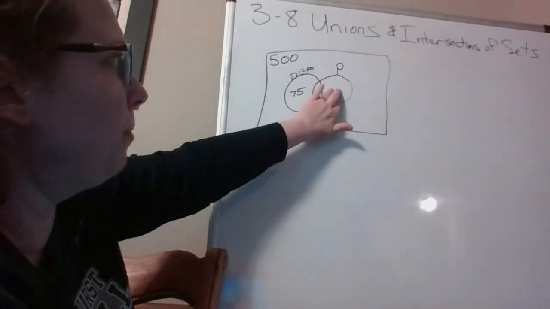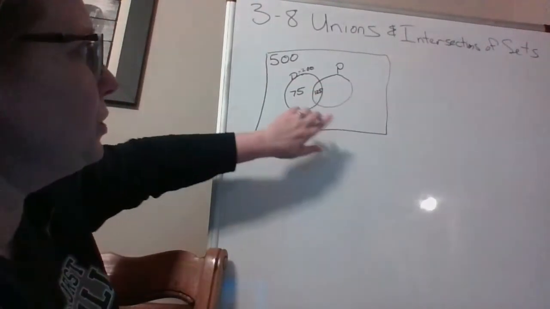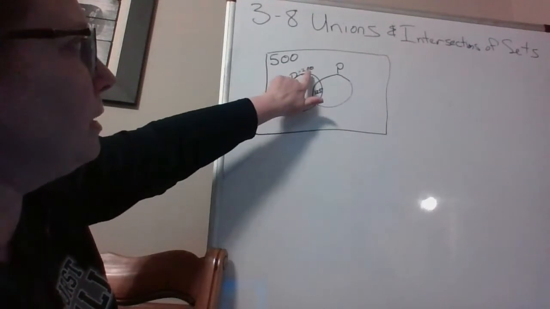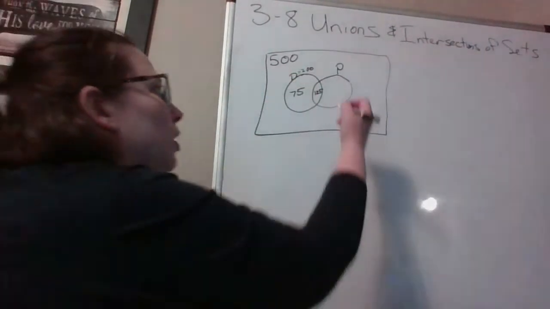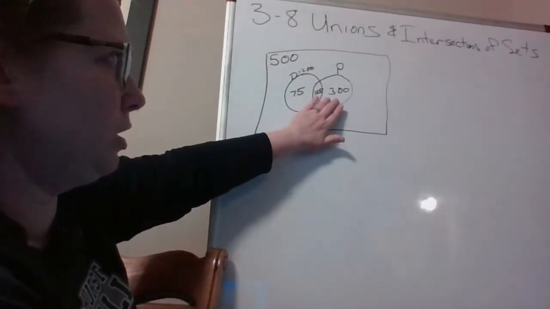Now we can figure out how many people only take public transportation. To do that, we are going to take our total 500 and subtract 200, the number of total people that drive, and that gives us 300 people only use public transportation.